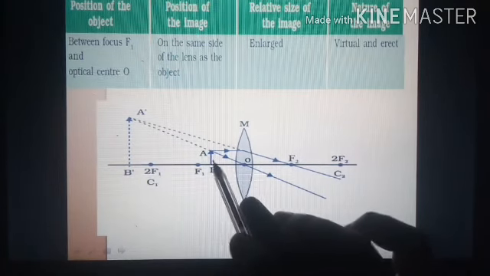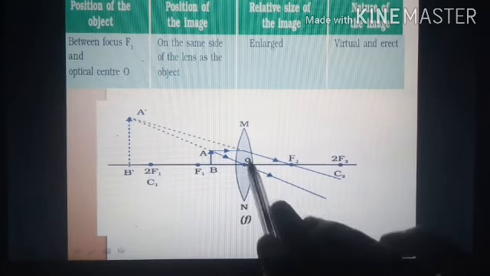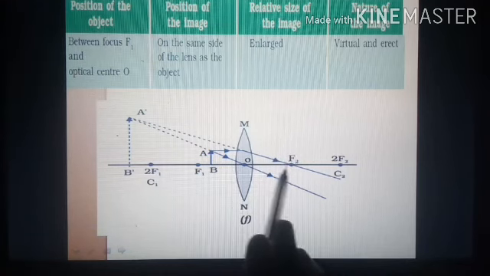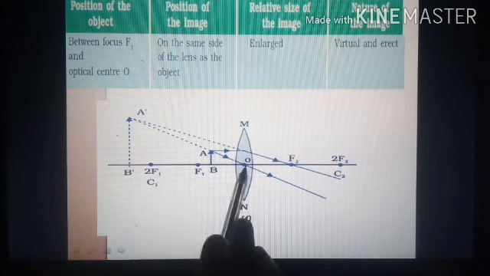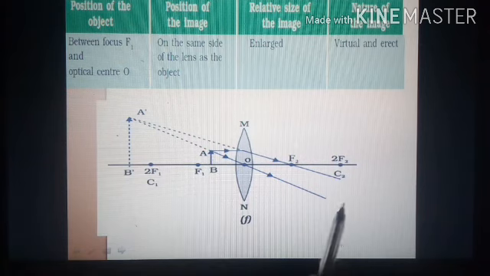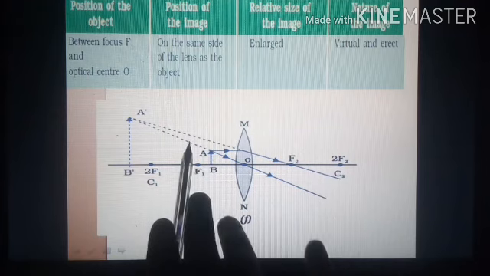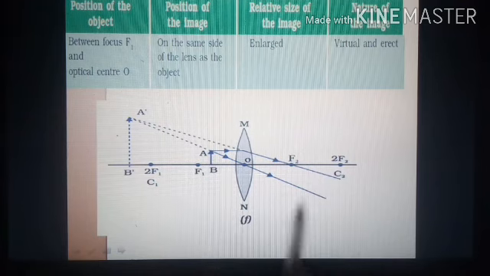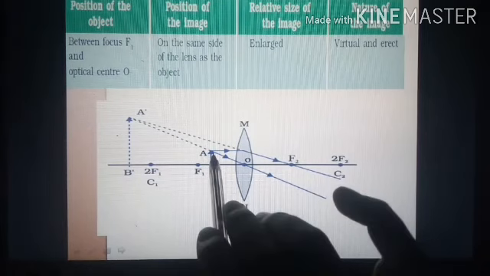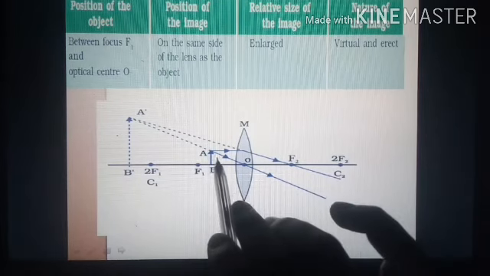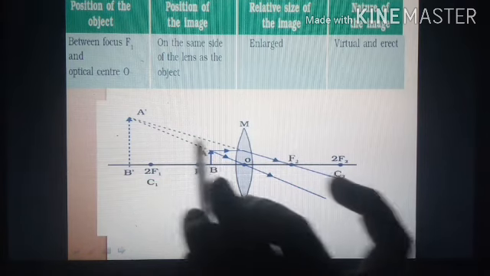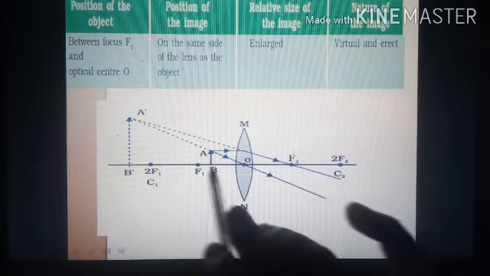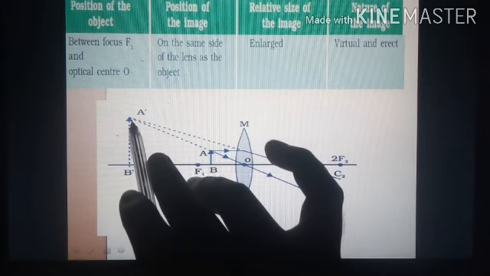This is AB. Draw the same two rays. The parallel ray after refraction passes through the focus, and the second ray, passing through the optical center, goes in this direction. They are not parallel rays. They appear to meet at a point. To find that meeting point, we have to extend the lines behind the lens. So extend both refracted rays. The dotted line shows the extension of the refracted rays, so they meet at a point.